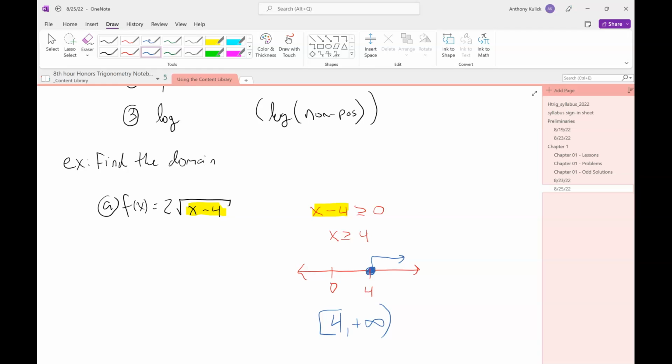And then to indicate that this is a domain and not just some other set, I'm going to say x is a member of that set. Is that okay with you guys?